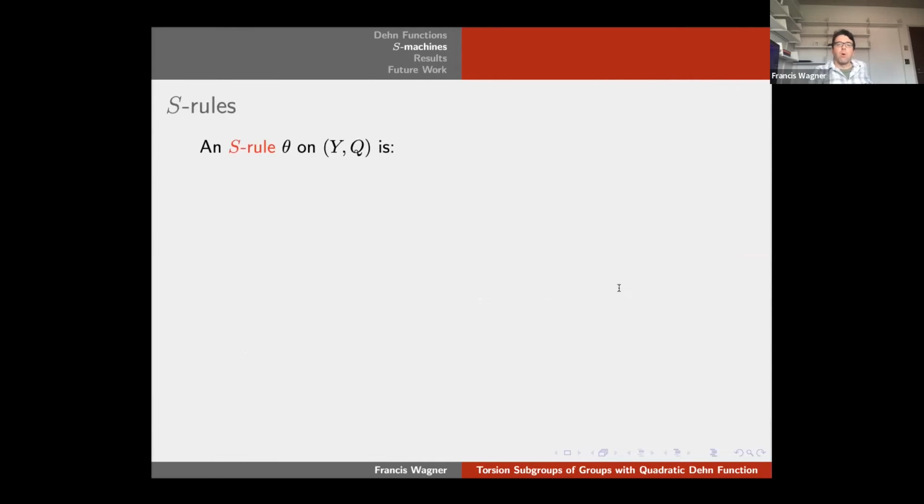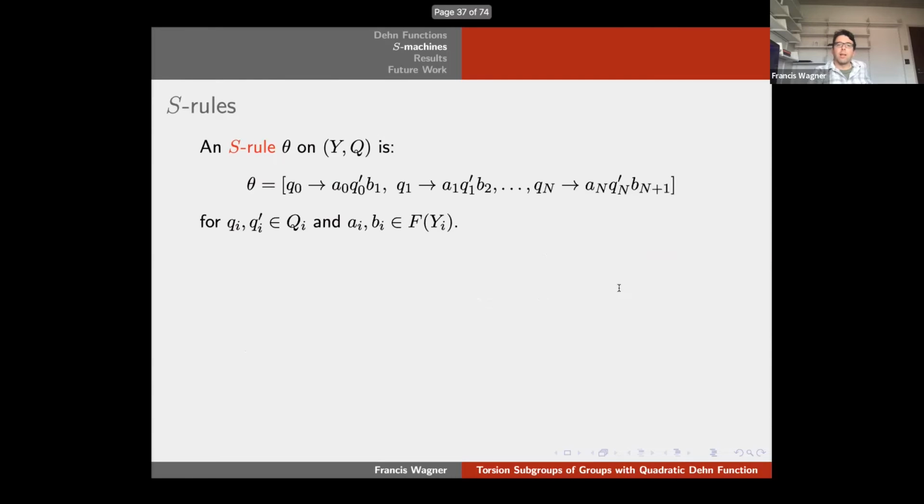So an S rule on this YQ, this hardware, as I would call it, is something of the following form, where in essence you are taking Q0 and you're turning it into this word A0 Q0 prime B1, where the A_i's and B_i's are words written in the correct alphabets. Now we also assign some domains to theta, like Y of theta and Q of theta. Q of theta is clear, it's just all the letters that are on the left side of the arrows, but Y of theta is a little more mysterious. It's basically what letters theta can work with.